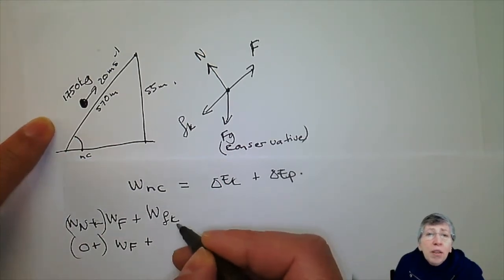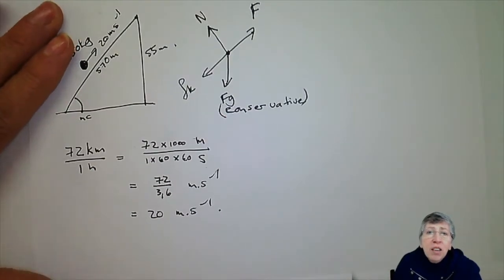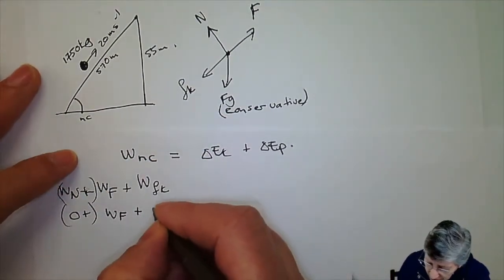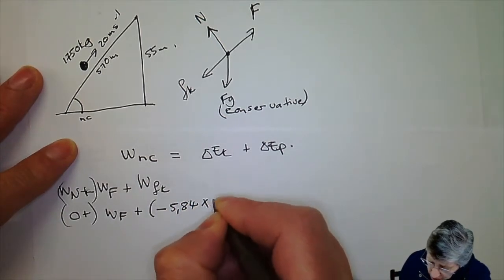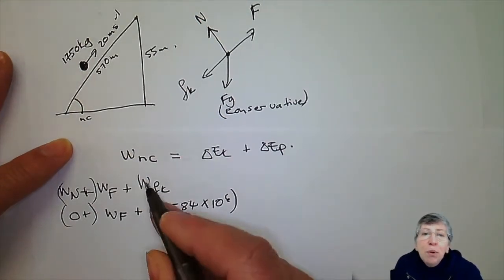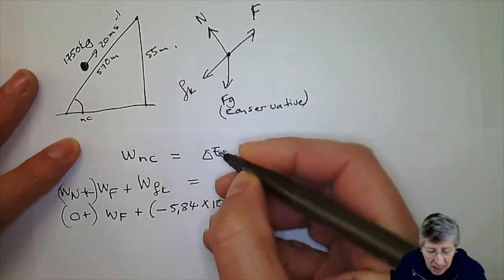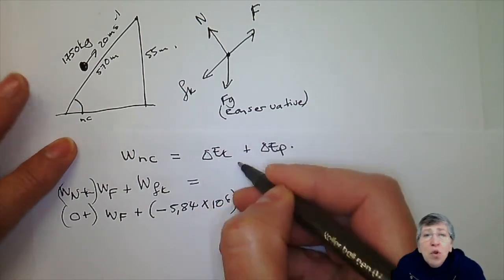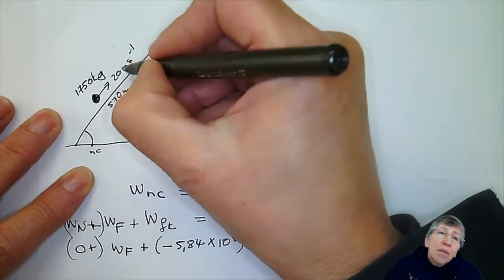Now, what do we know about friction? We know the whole work done by friction is negative 5,84 times 10 to the 6, minus, because it's removing energy from the system. Now, what is change in kinetic energy? It is the kinetic energy before minus the kinetic energy afterwards. And now we get to something.